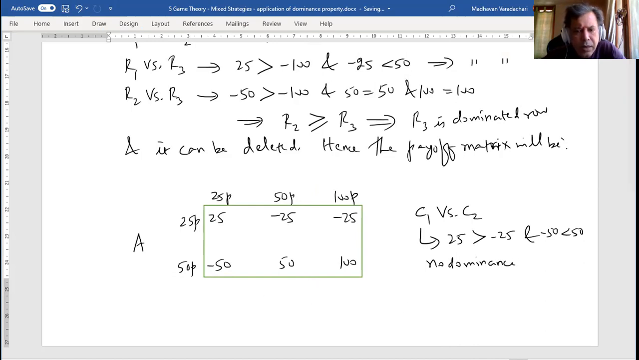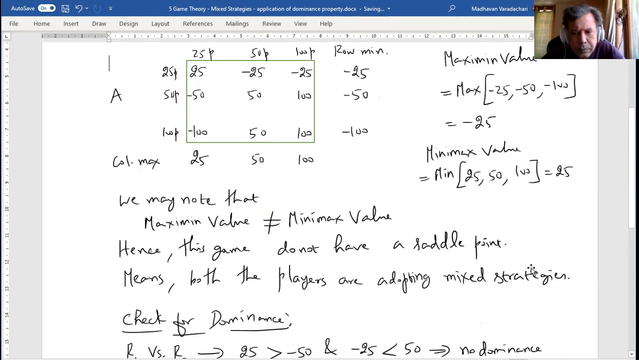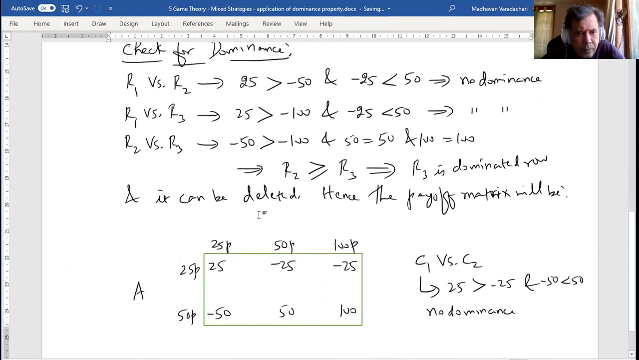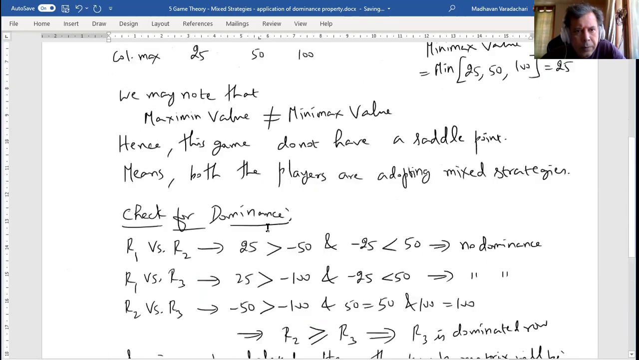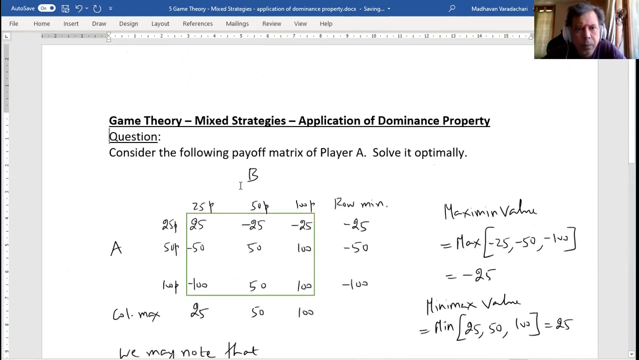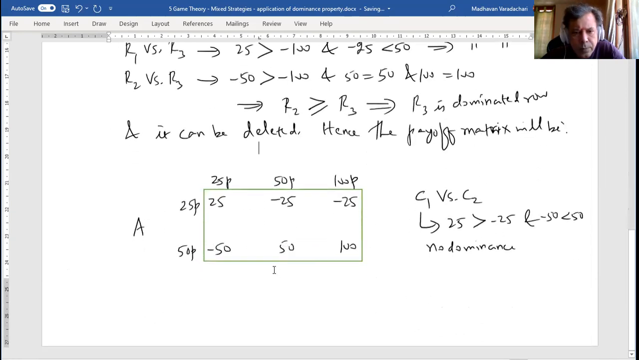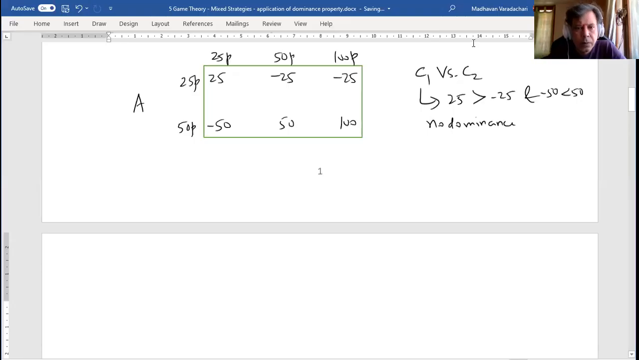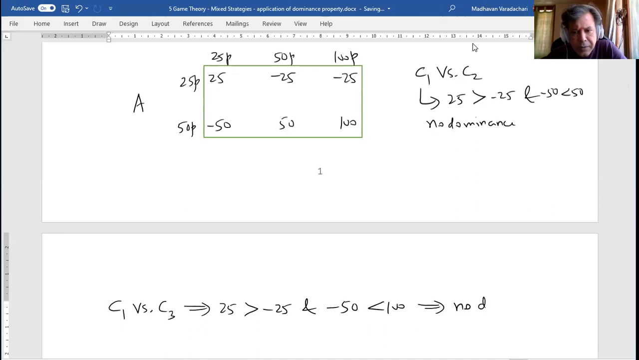Now let us compare column 1 and column 3. 25 is larger than negative 25 and negative 50 is lesser than 100, which means there is no dominance.